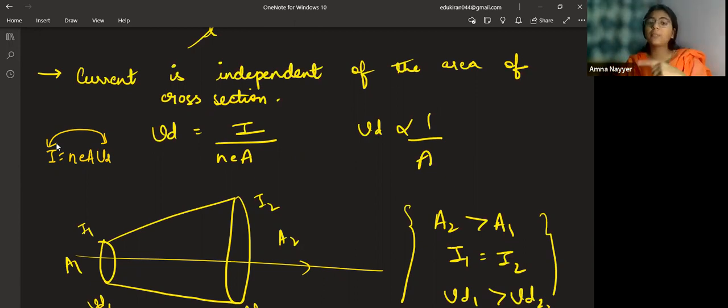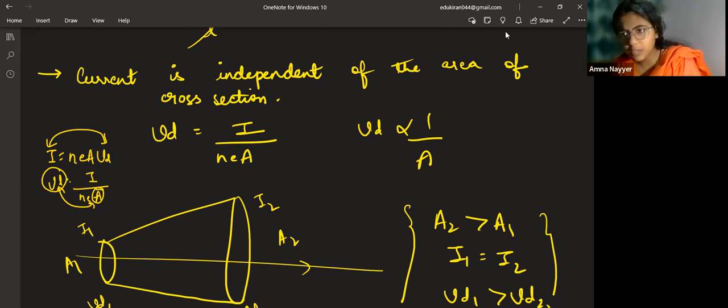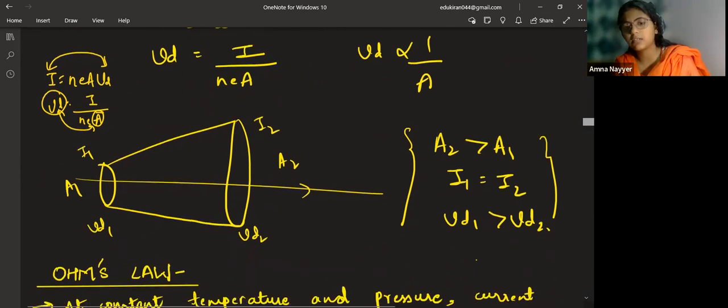But when we are talking about cross-sectional area, drift velocity will be I by nAe. So drift velocity and area are inversely proportional to each other. Wherever the area is narrower, the electrons will rush with a greater velocity, and where the area is wider, the electrons will rush slowly. That determines the speed. This is not important for numericals, but from the theory part, it is asked.